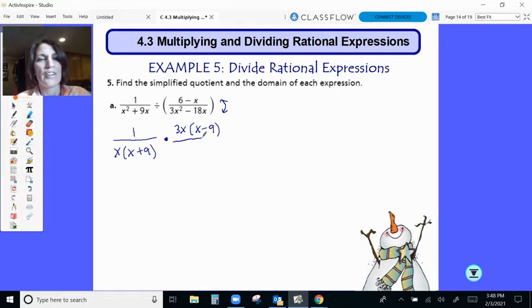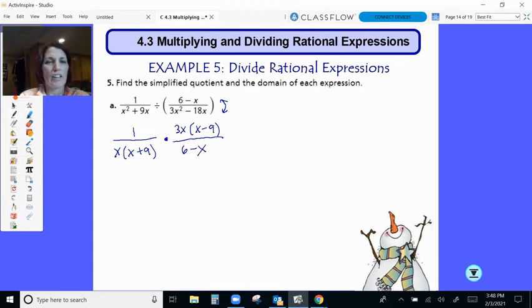Okay. And then down here, I'm going to have a 6 minus x down here. Now I could make that an x minus or x plus 6 and put a negative out in front, but it's not going to do me any good because I don't have any x plus 6 on top. Okay.